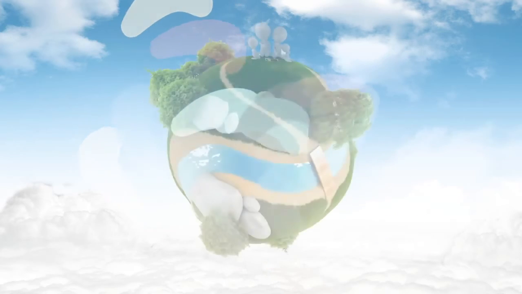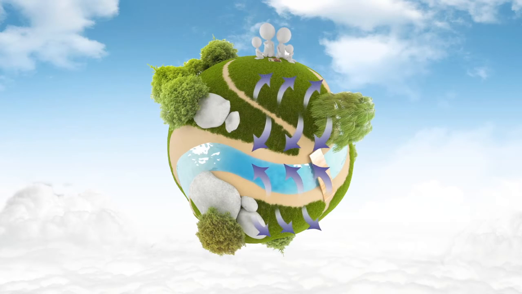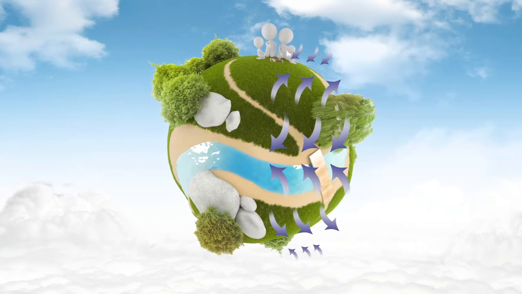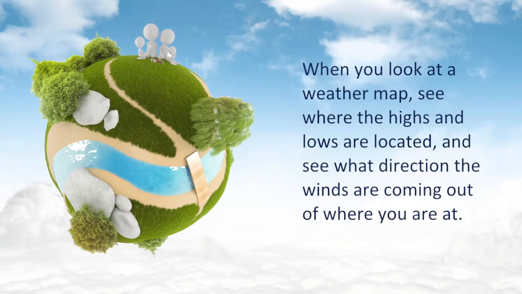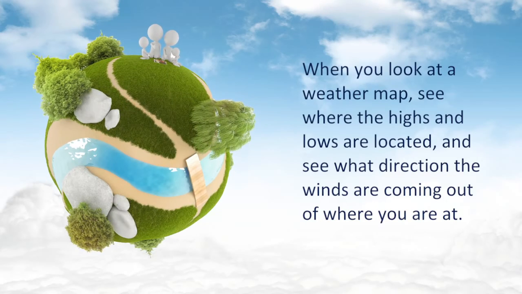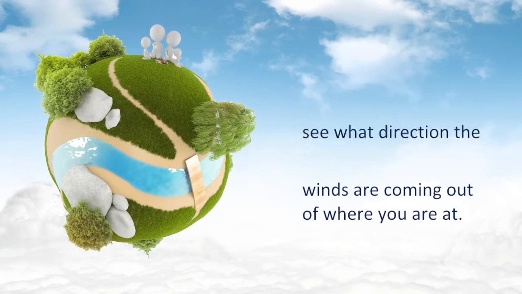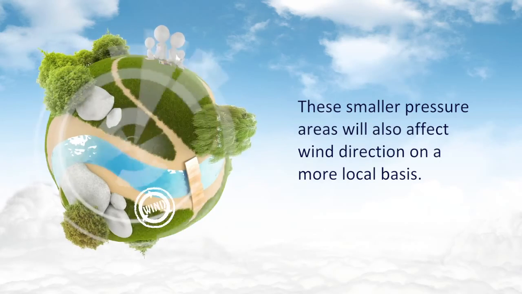Where do you live on Earth, and what direction does your weather come from? You'll notice that it will be mostly controlled by what major band of winds you are in. When you look at a weather map, see where the highs and lows are located and see what direction the winds are coming out of where you are at. These smaller pressure areas will also affect wind direction on a more local basis.